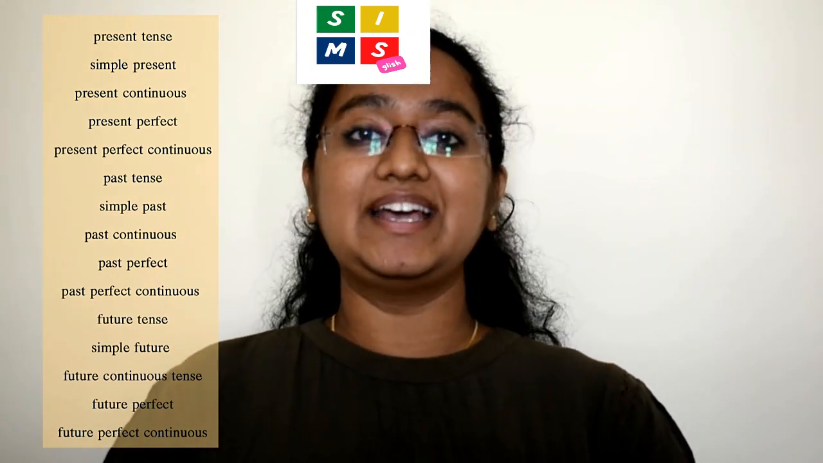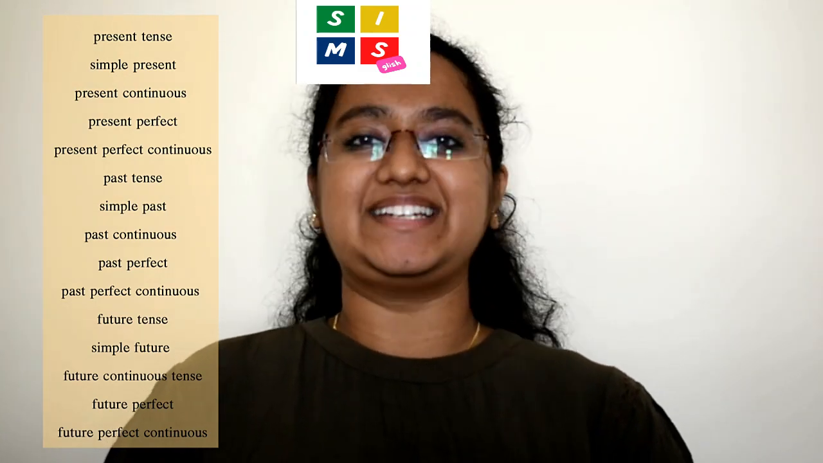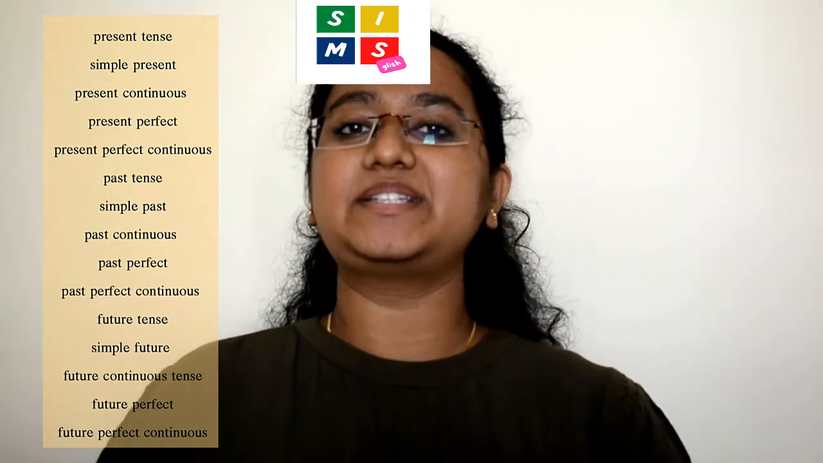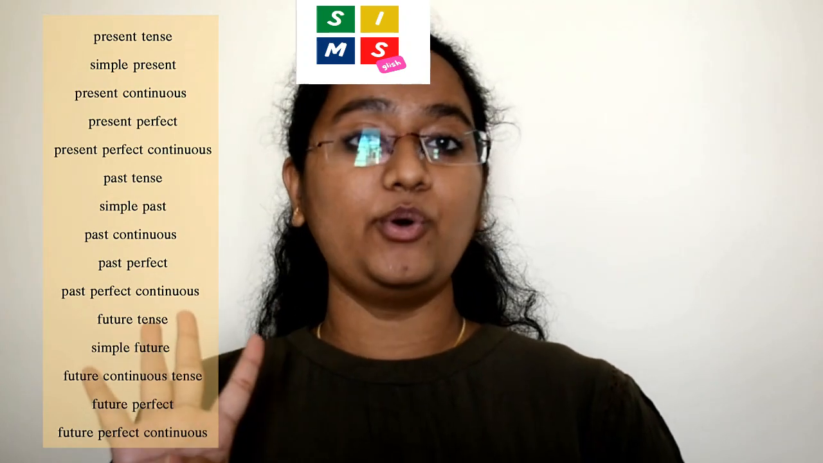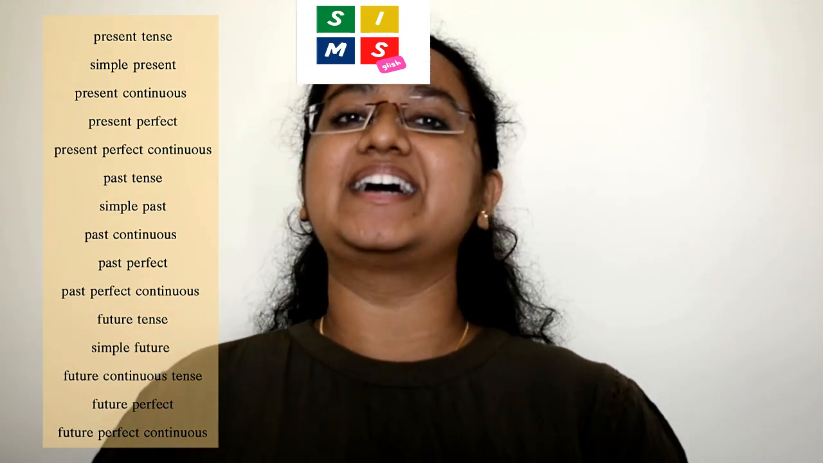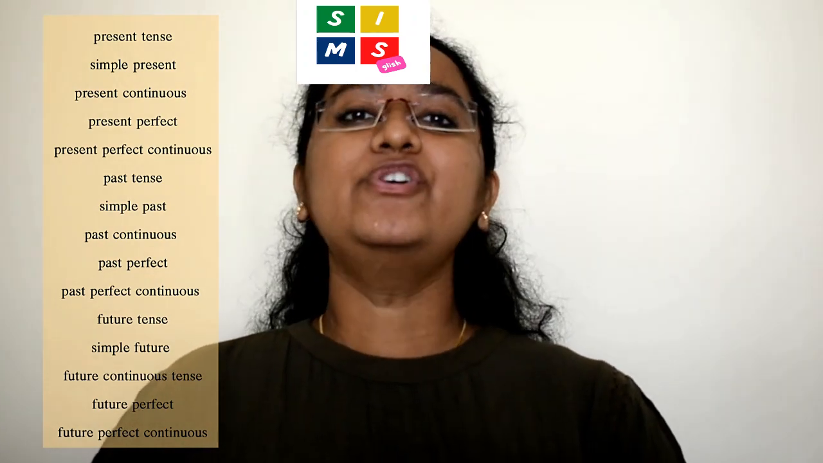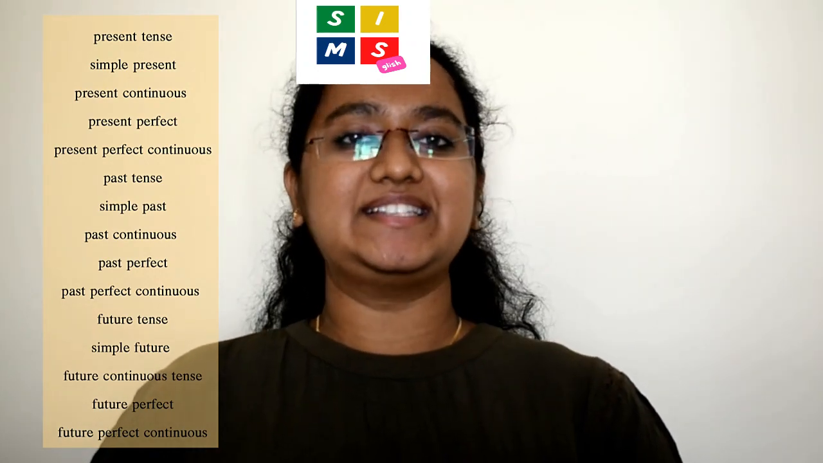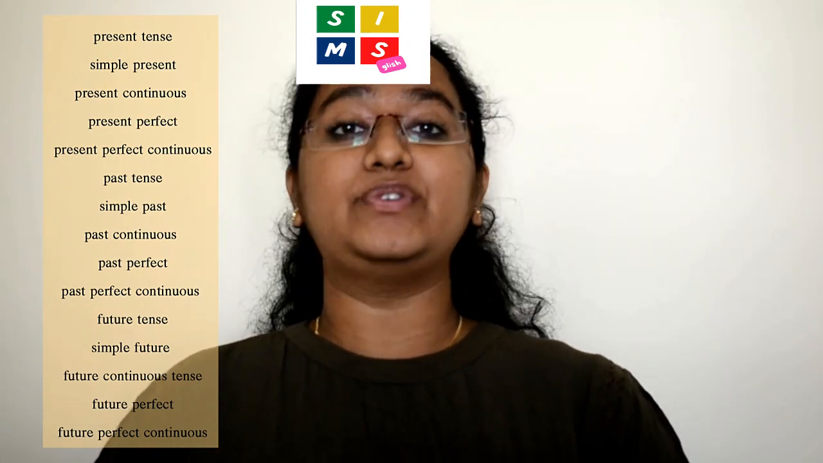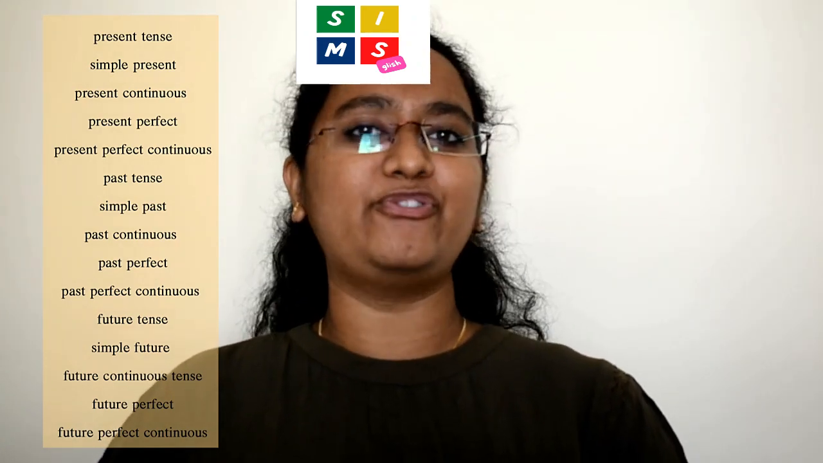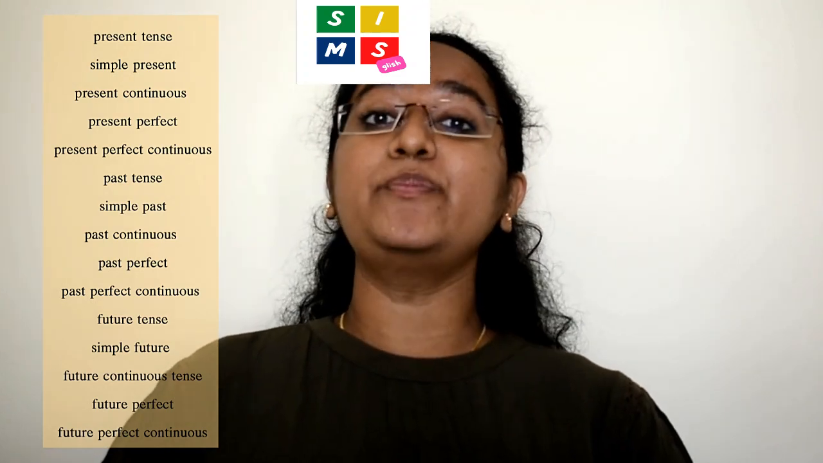The first one is simple past tense. And the second, past continuous tense. And the third, past perfect tense. And fourth is past perfect continuous tense. And the last one is future tense. Future tense again consists of simple future tense, future continuous tense, future perfect tense, and future perfect continuous tense.